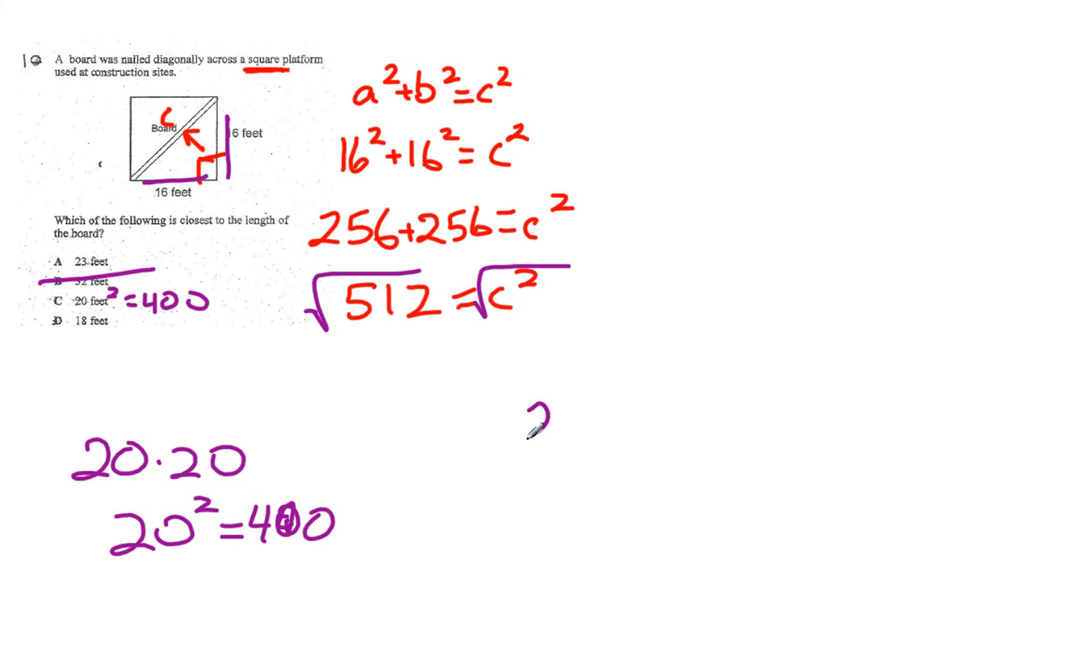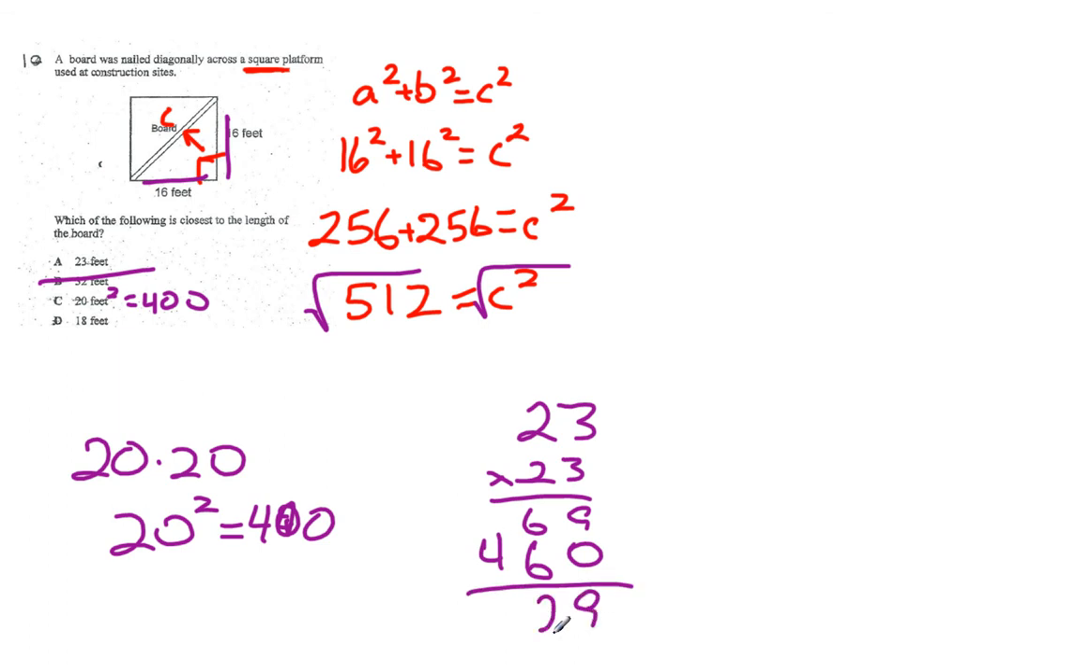So we say, what's 23 times 23? We get 69, 46... We get 9, 2, and then bring up the 1. 529. So that's a little bit more than 512, but not a lot more. So our best answer here is A.